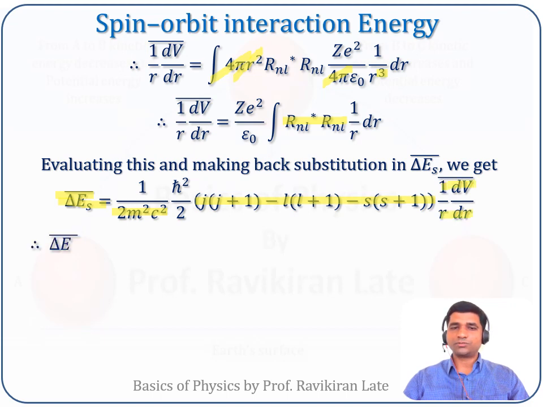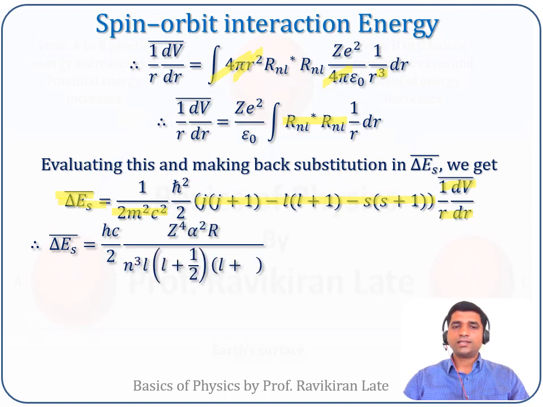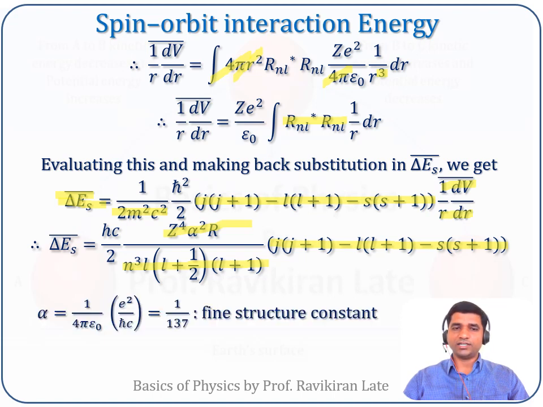If I substitute this expectation value, this expression reduces to Z raised to 4 alpha square R divided by n cube l into l plus half into l plus 1 into j into j plus 1 minus l into l plus 1 minus s into s plus 1. That will be the expression which we will get for the spin orbit interaction energy.